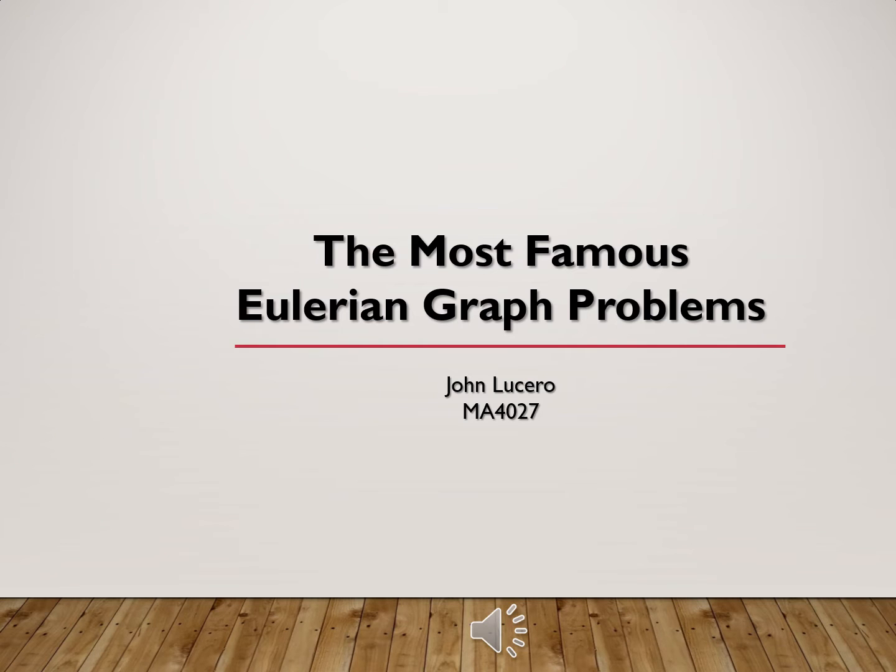Hello, my name is John Lucero, and today we're going to take a look at Eulerian graphs and examine why they are of significant importance in the world of graph theory. We will review two of the most prominent examples, the Königsberg bridge problem and the Chinese postman problem.